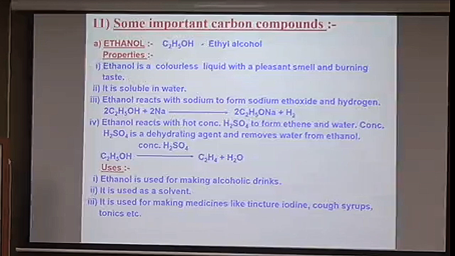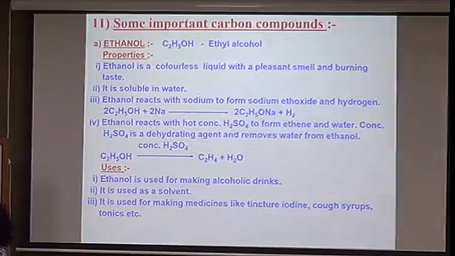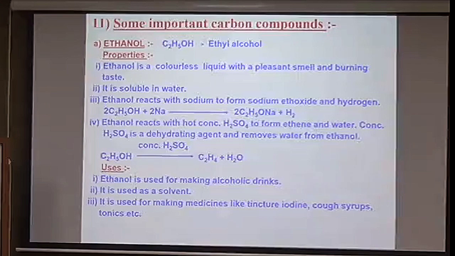So ethanol, when it is heated with concentrated sulfuric acid, which removes a water molecule from it, results in the formation of C2H4, that is ethene. So concentrated sulfuric acid acts as a dehydrating agent here. It removes a water molecule from alcohol. These are the two important chemical reactions of ethanol. One is reaction with sodium and the other is reaction with sulfuric acid. One more reaction is there with carboxylic acid, which will be studied later.